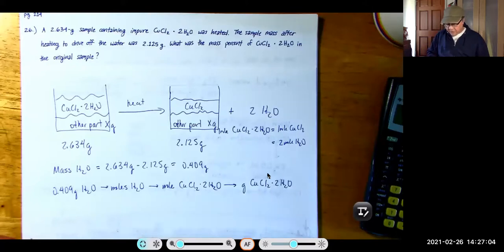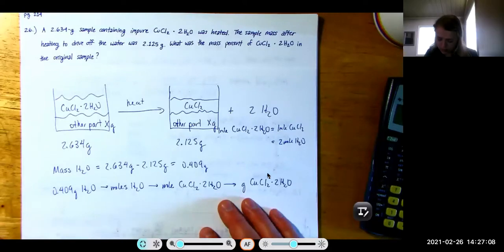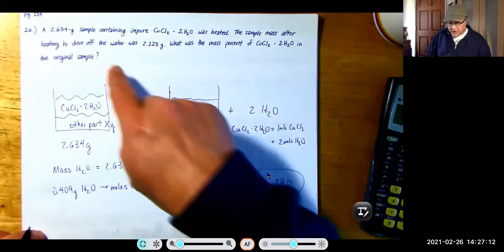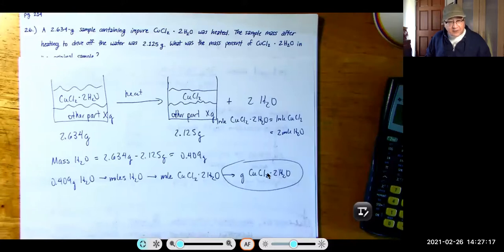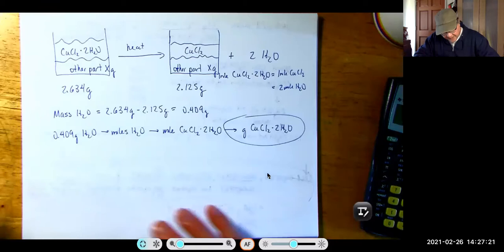What do we need to go from moles to grams? Molar mass. Now, why do I need this? The answer really is in the question. What's the mass percent of copper(II) chloride dihydrate in the original sample? So that's the question. What is the mass percent?